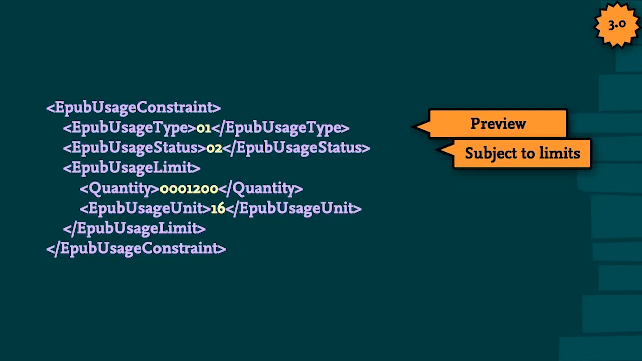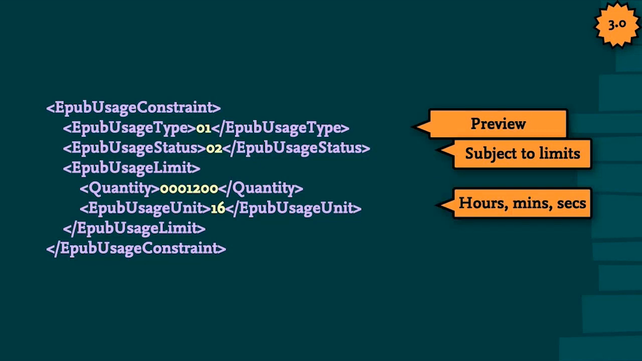So you have three options here. You can say it's not permitted, it's permitted subject to limits, or there's no limits on it. So we set a limit, and our limit is a time limit. So we're saying here, you can listen to 12 minutes of this audio prior to purchase.